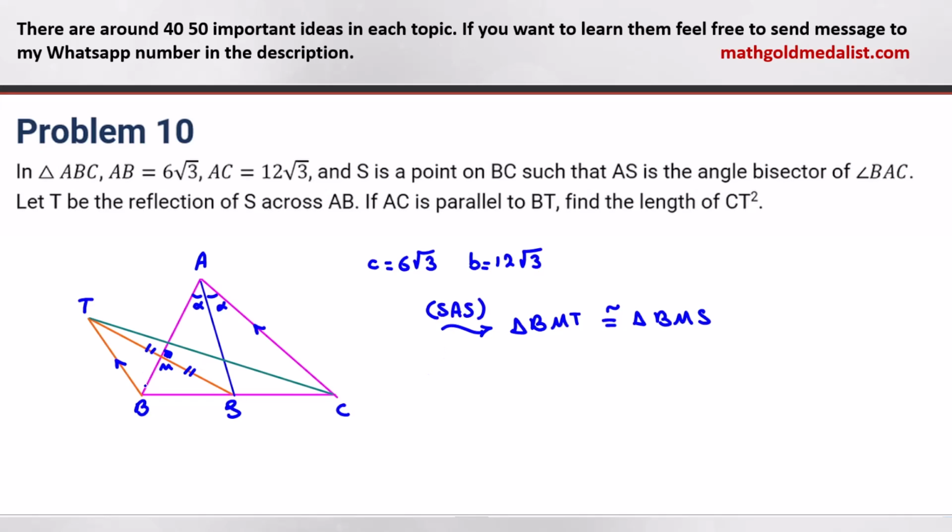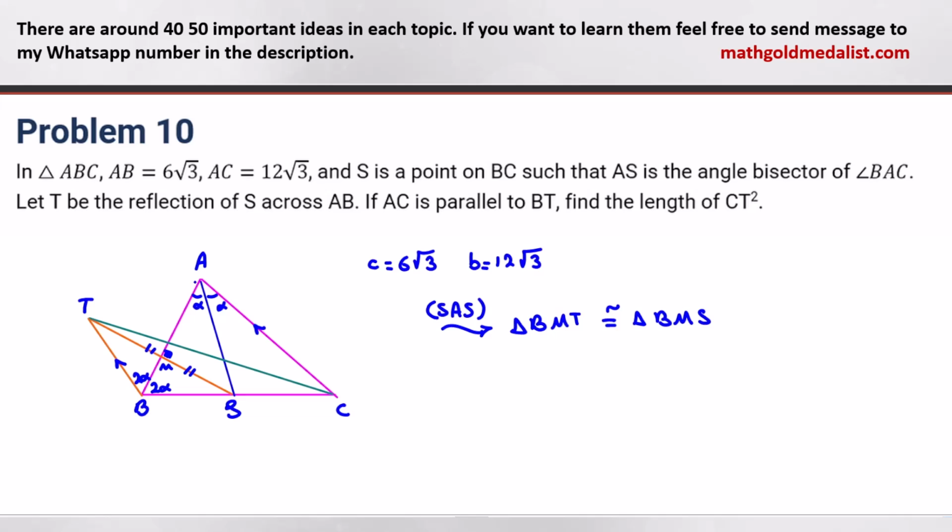And then from here, we can say this is 2 alpha. It is parallel to this one. So this angle will be 2 alpha, because BT is parallel to AC. Because these two triangles are congruent, you can say this one is 2 alpha.